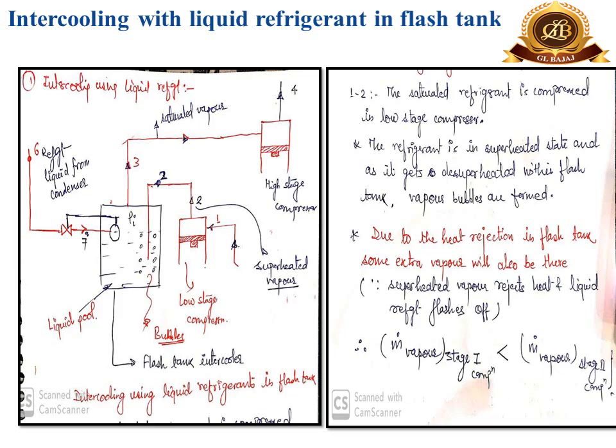Here we can see on the right hand side 1 to 2 is the saturated refrigerant which is compressed in the low stage compressor, the refrigerant in the superheated state, and it is desuperheated within the flash tank where the vapor bubbles are formed. Due to the heat rejection in the flash tank, some extra amount of vapor will also be there. This is the reason that the mass of vapor at state 1 is less in comparison to the mass of vapor dealt by the stage 2 of the compressor. So we cannot say that the liquid refrigerant intercooling saves the compressor work input because of the extra amount of vapor dealt by the stage 2 compressor.